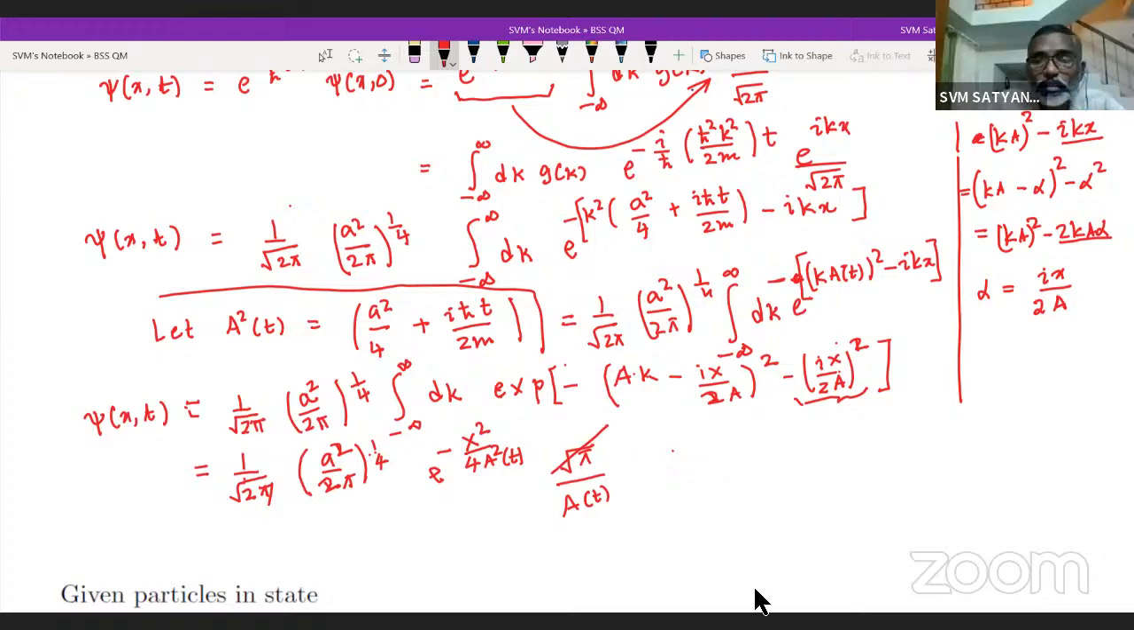Now let's look at, okay, so what is the next step? Next step is to look at this one, that is, let's look at psi of x t the whole square, the mod square, the probability density function. So that is equal to, okay, the pi is gone, so this is root a, so I get a by 2 into 1 by root 2 pi.